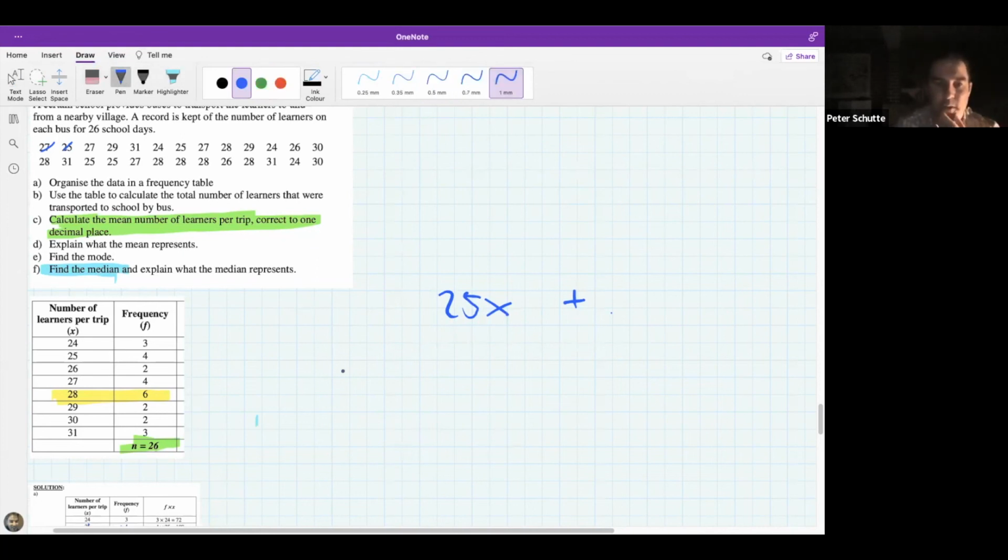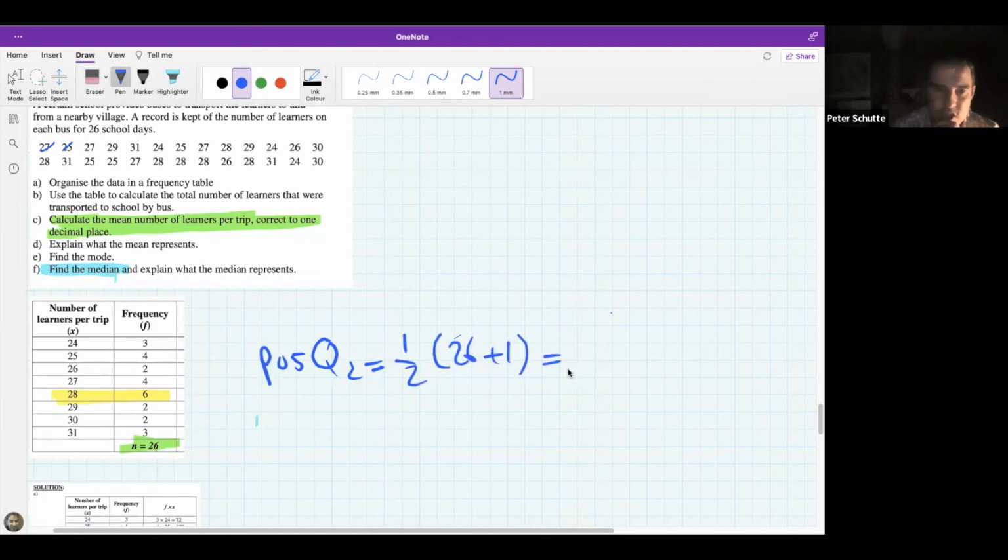So if I want to find the position of the median, I'm just going to use my good old faithful formula, which is a half times n plus 1. In this case, n is 26, so it's a half times 27, so that's 13 and a half. Make sure I'm doing that right.